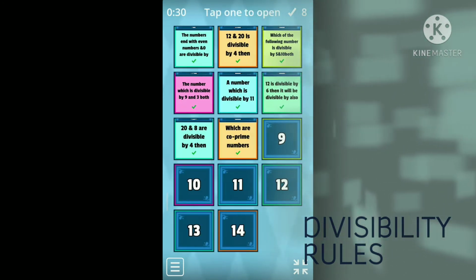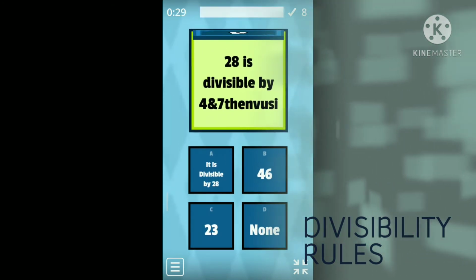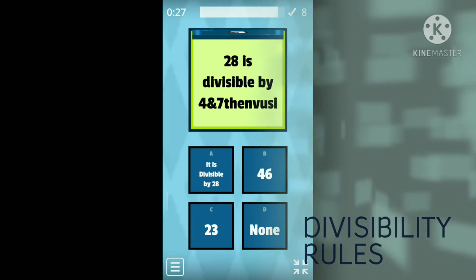Now proceed for the next question. 28 is divisible by 4 and 7. Then which option will be correct according to the question?